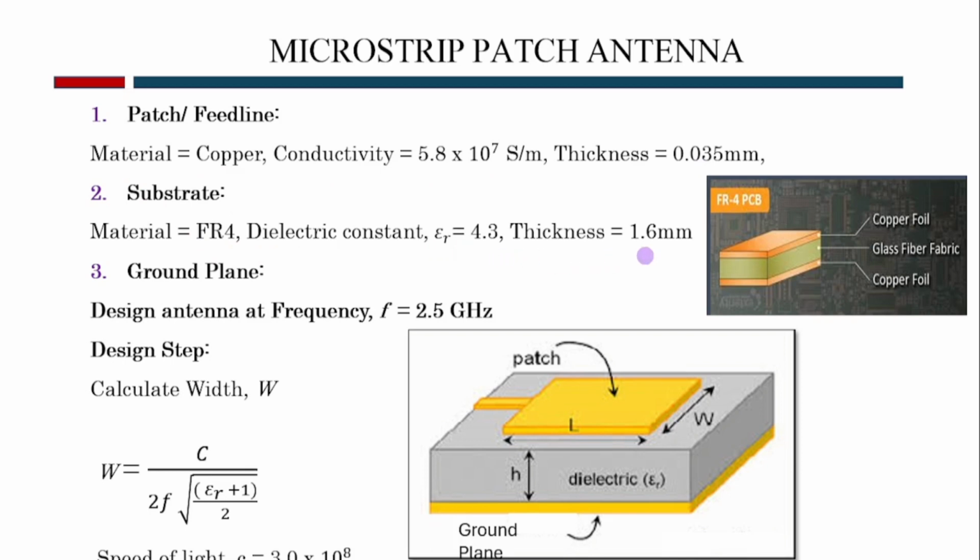The spec of the FR4 parameter values you can get from the data sheets available on the market. The value of the constant basically depends on which material you use. If you use Rogers, the constant might not be 4.3 and the thickness might be different as well. And then third, we have the ground layer, which is made of copper, the same as the patch and feed line, and they have the same value of conductivity and thickness.